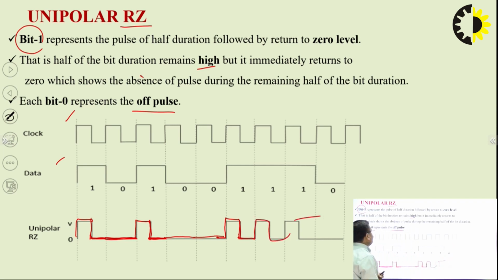So in this way we can do line coding using the unipolar RZ. That was unipolar NRZ. This is unipolar RZ, meaning return to 0 level. In this, the pulse is returning up to the 0 level.